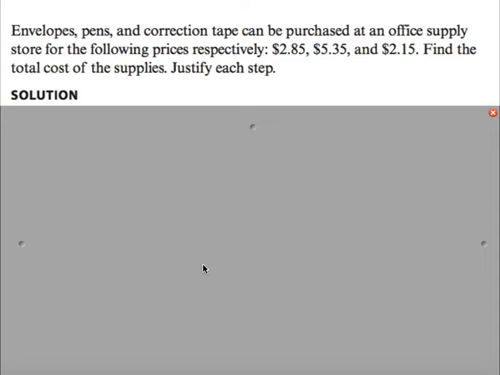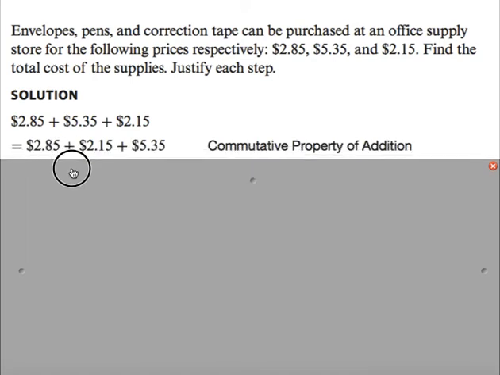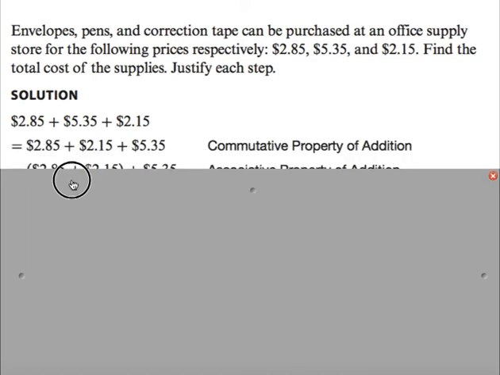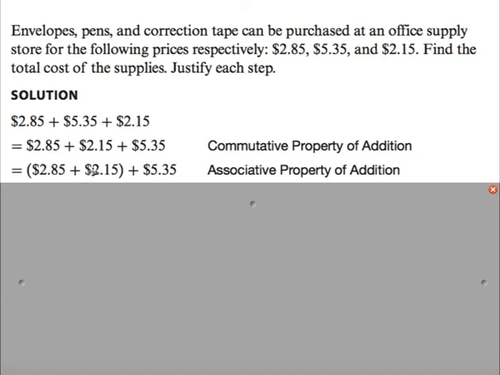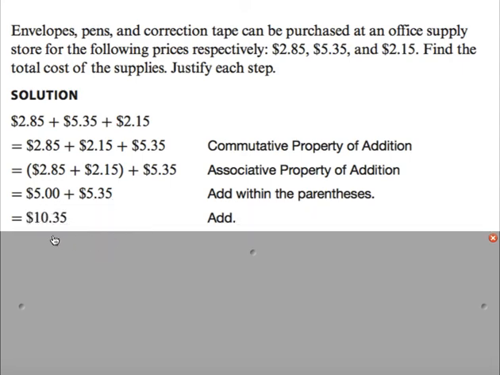So if we have envelopes, pens, and correction tape for 285, 535, and 215, find the total cost and justify your steps. Well, we take what we are given and we know that we need to add them together. To make our lives easier, when we add 215 and 285 up, we're going to get a nice round number that's going to make our lives really easy. So we're going to use the commutative property to get those together. We use the associative property to remind ourselves that we should do that first. And finally, we add within the parentheses and get a final answer of 1035.